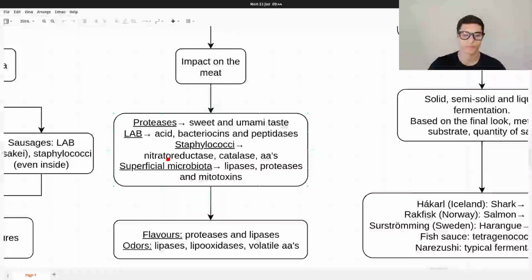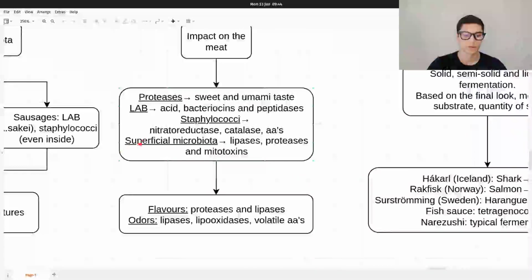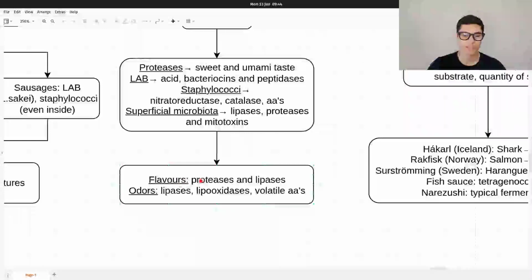This is for creating nitrite from nitrate. And they have also the catalase and the amino acids degradation. The superficial microbiota, they have lipases, proteases, and mycotoxins. So the flavors are created by proteases and lipases, and the others by lipases, lipoxidases, and volatile amino acids.